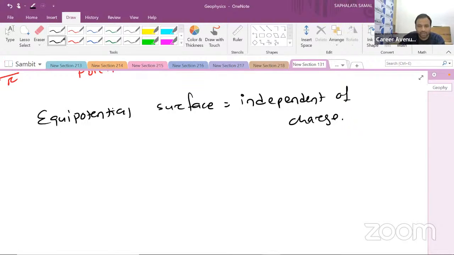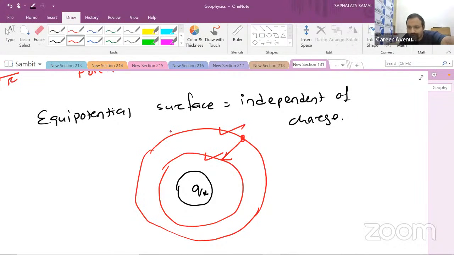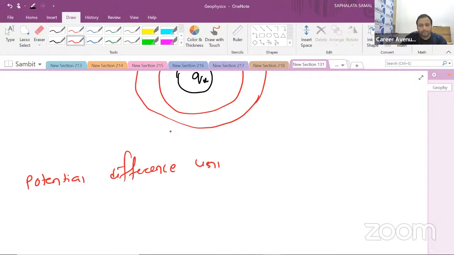And suppose we have a charge Q1. Around this, we have multiple equipotential surfaces. Infinite number of equipotential surfaces I can draw. Between this and this, there is a potential difference. So if I put a charge over here, it will try to come back to here, from high potential to low potential. That is called the potential difference, and the unit is volt.